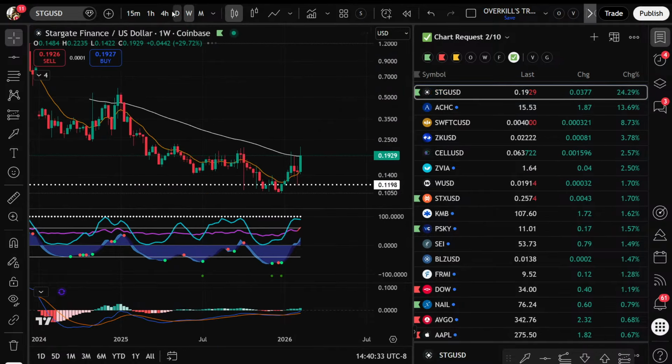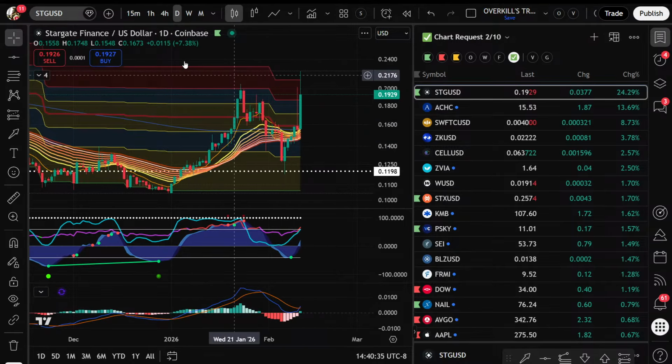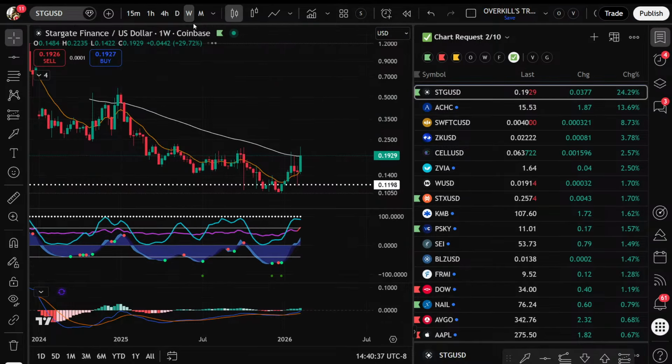STG is breaking out though, I will say. It is in the red zone though, so not my favorite spot. 12 cents looked like a good price.